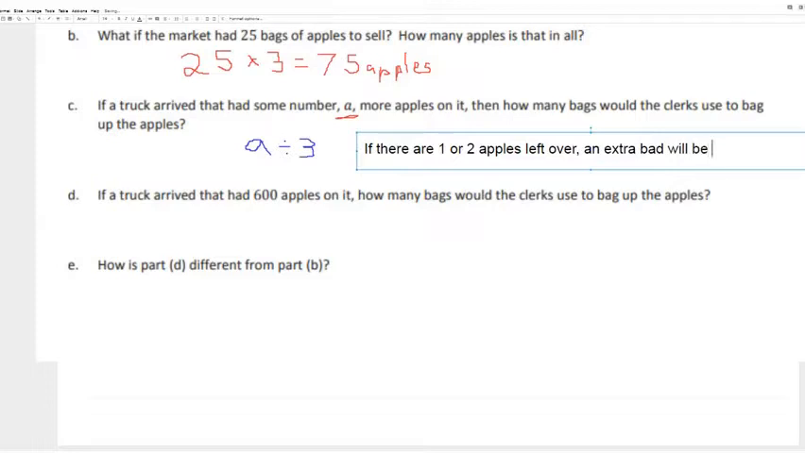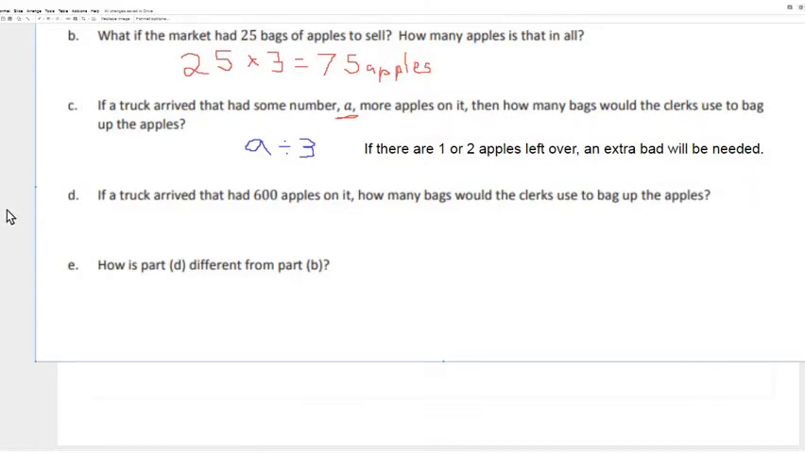So let's say that the number was like 22. Well, 22 divided by 3 is 7 with the remainder of 1. We still have to put that apple in a bag. We don't just get rid of it. An extra bag will be needed. It's just simply not a full bag, and that's okay.